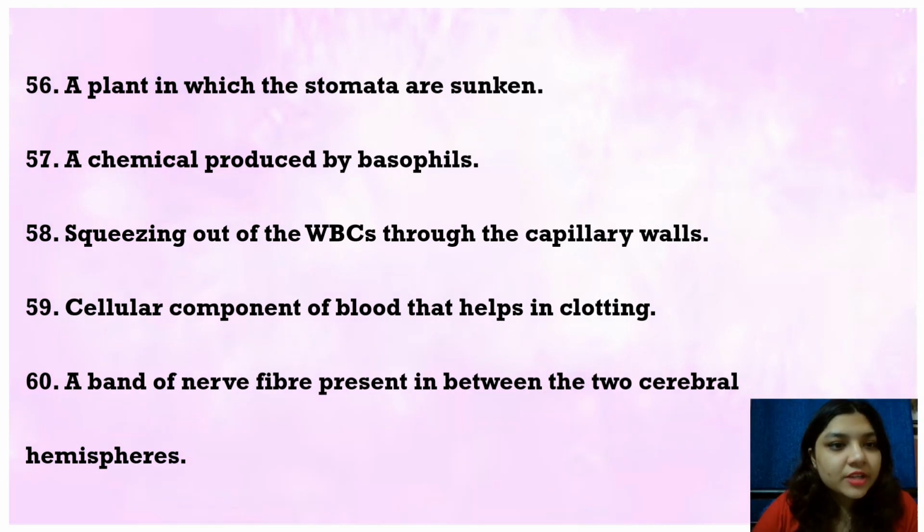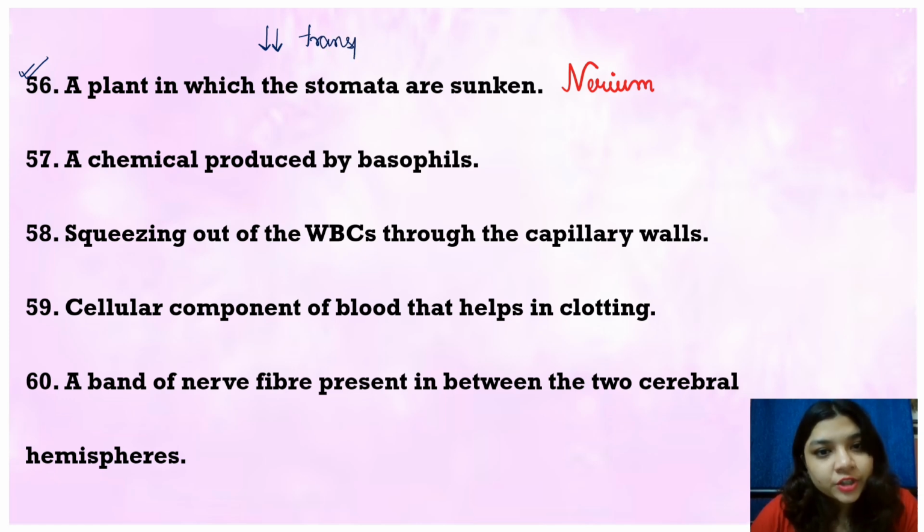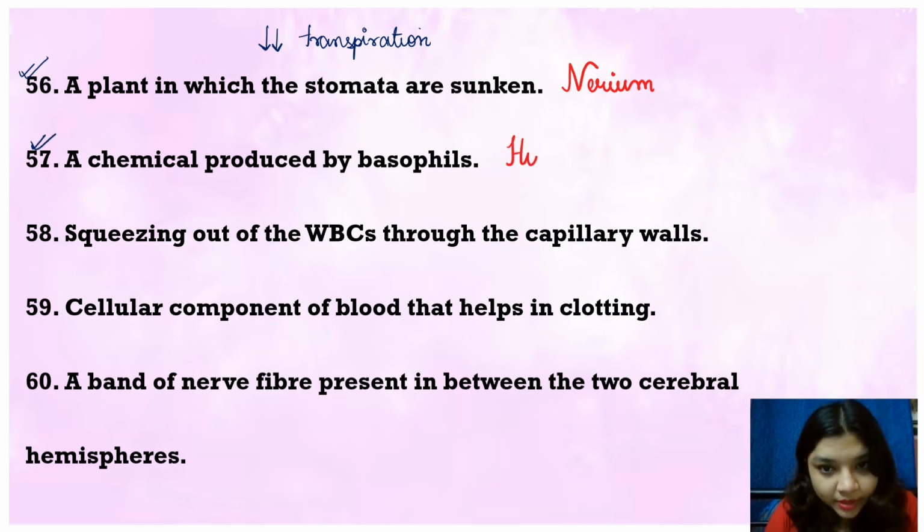Okay, so time for us to check the answers. 56. A plant in which the stomata are sunken. A great example is Nerium. Okay, so in case of Nerium, the stomata are sunken, and this is an intrinsic ability of the plant to reduce the amount of transpiration that occurs from the leaves of the plant. Okay. Next, a chemical produced by basophils, this is histamine, and this has a role in enhancing the immunity of the body.